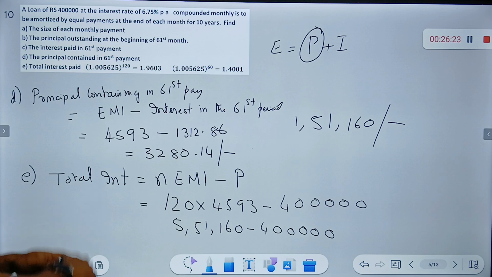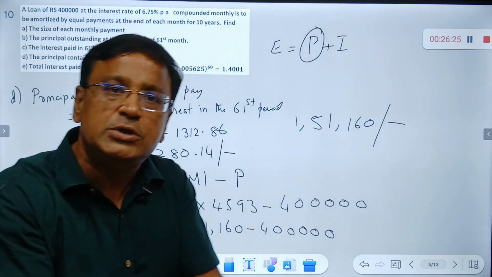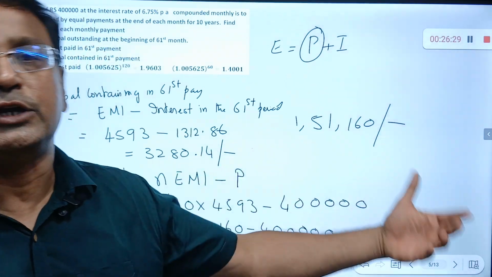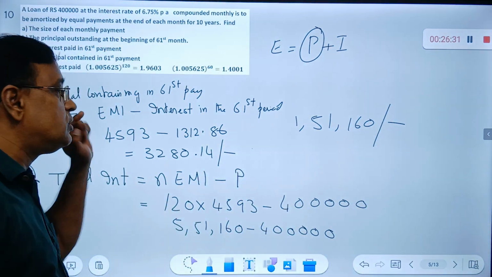Now total interest paid will be all the EMIs paid. How much is all EMI? 120 months you are paying EMI, minus the actual principal. That will give you the total interest paid.